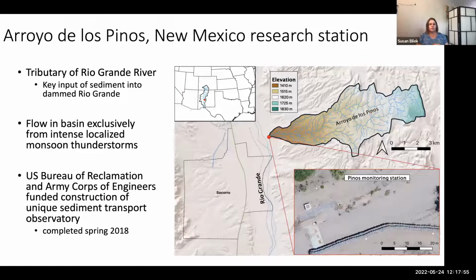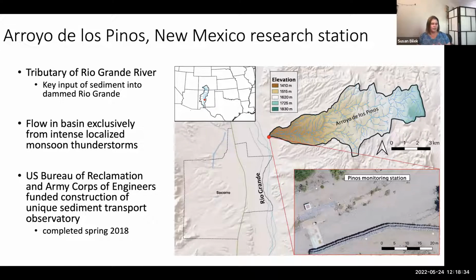The research station here is located within a tributary of the Rio Grande River within central New Mexico. The Rio Grande River itself is dammed in several locations. So a lot of the sediment inputs into the river come from the various ephemeral tributaries that become active during the flash floods. They're generated during the intense southwestern US monsoon thunderstorms. So understanding the bedload movement in the tributaries is pretty important for river management of the Rio Grande.